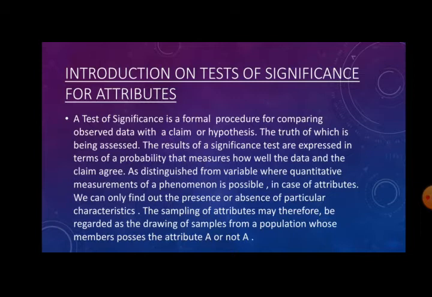The sampling of attributes may therefore be regarded as the drawing of samples from a population whose members possess the attribute A or not A. The sample might be A or it might be not A.